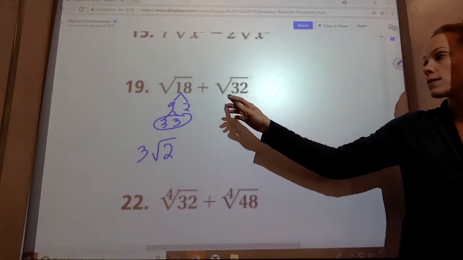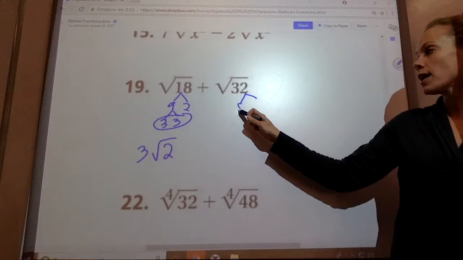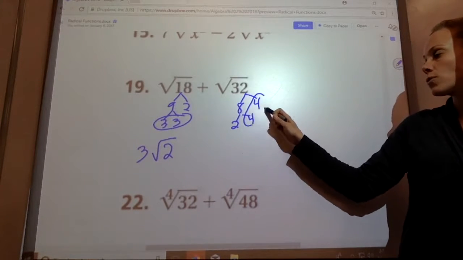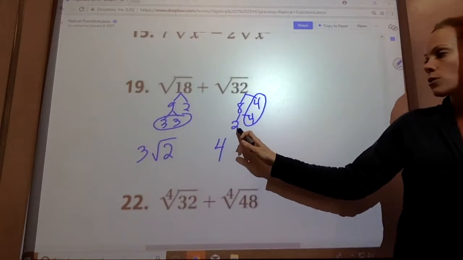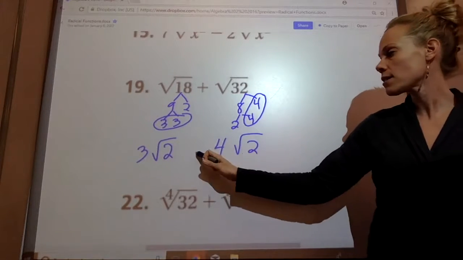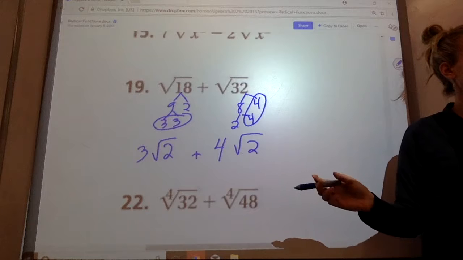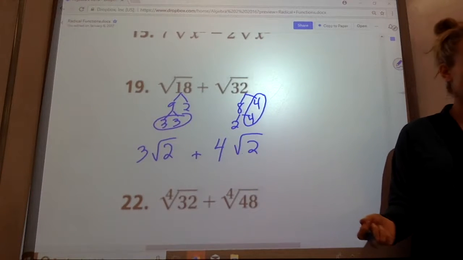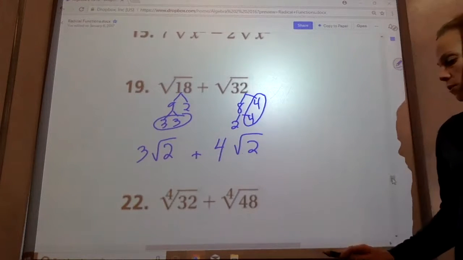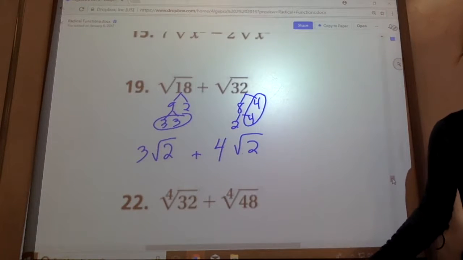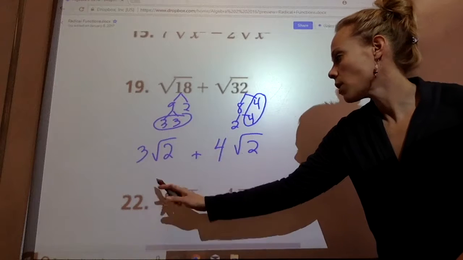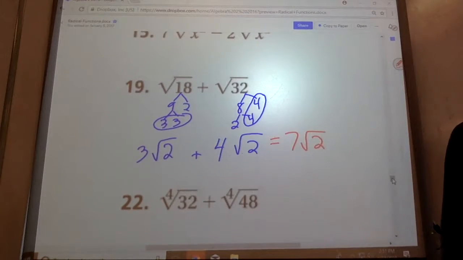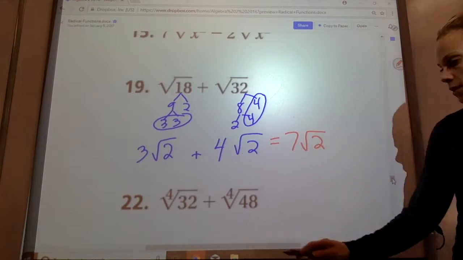Right? If I do that, the same thing with 32, 8 and 4 is 2 times 4. There's 2 4's, I can take 1 out. 2 doesn't have a partner, so it stays. So by simplifying both terms, now they are like terms and I can add them together. So sometimes you have to do a little bit of work first to see if they're like terms or not. So then I'd keep going. 3 plus 4 is 7. So I'd have 7 square root 2. Okay.